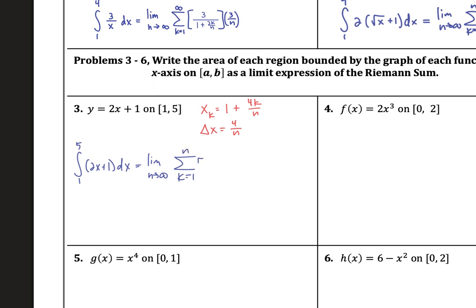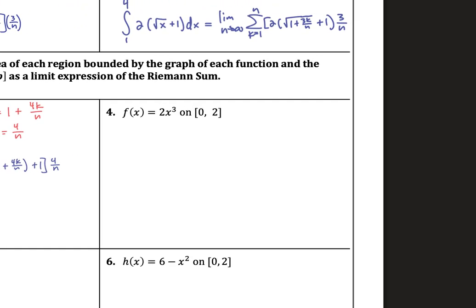So it'll be 2 times, instead of x, right, 1 plus 4k over n plus 1, and then the b minus a over n goes on the outside. And that's it. Okay, next one.